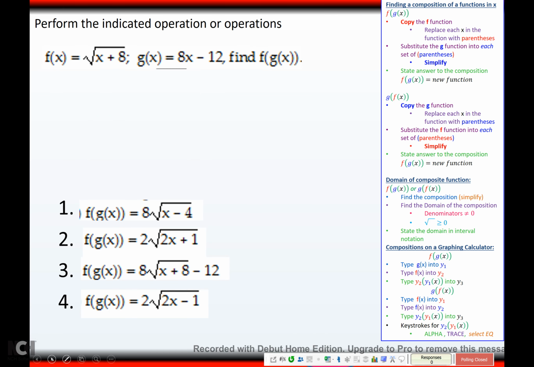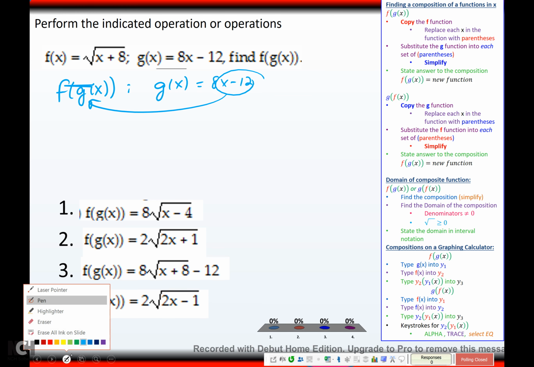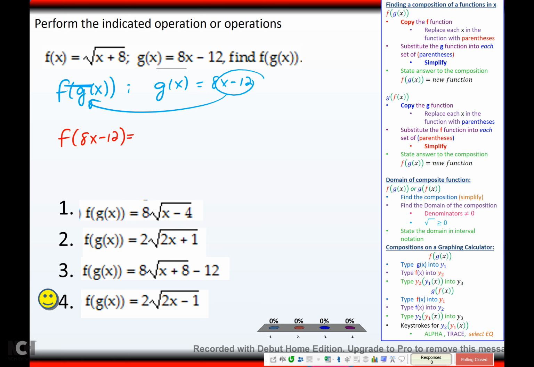Okay, try this one, hit pause, come back when you're ready. And hopefully you get 4. Alright, so if they want me to find f of g of x, they're telling me to start with g of x, which is 8x minus 12. I'm going to take that to the f party. So f of 8x minus 12 equals the square root of whatever I brought plus 8. I'm bringing 8x minus 12. That gives me, combining like terms, the square root of 8x minus 4. And there's my f of g of x.